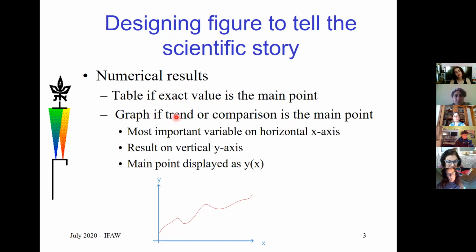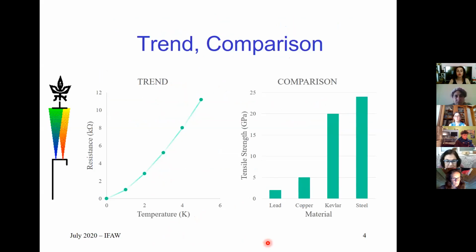And when we present it in a graph, then the result should be on the vertical or y-axis, and the most important experimental variable should be on the horizontal or x-axis. Here's an example showing the trend of resistance as a function of temperature using a line graph, and showing a comparison between tensile strength of various materials using a bar graph.